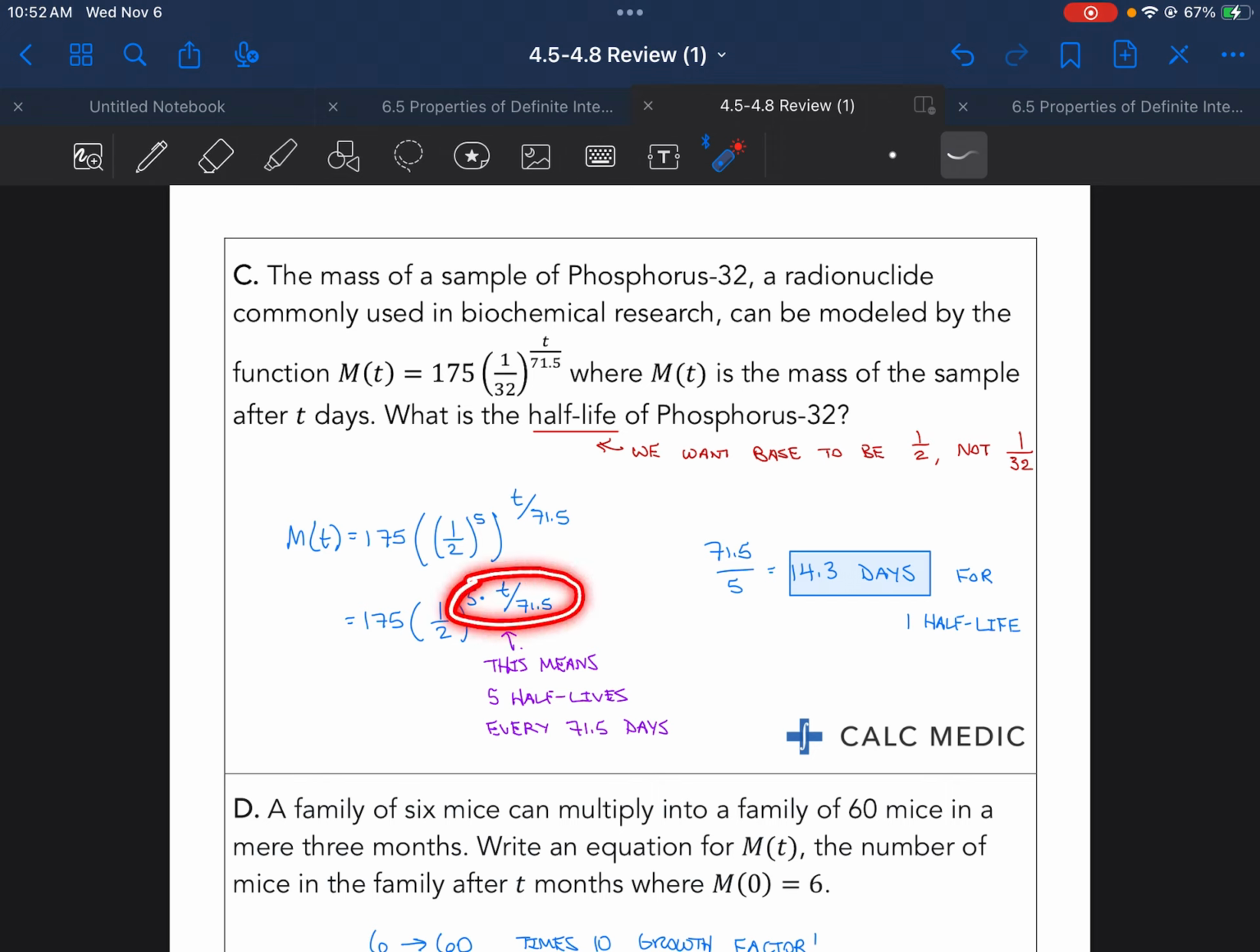And imagine if the 5 wasn't there. This would mean we have a half-life every 71.5 days. If I multiply by 5, that means I have 5 half-lives every 71.5 days. So to find one half-life, take 71.5 and divide it by 5. That means we have a half-life of 14.3 days.